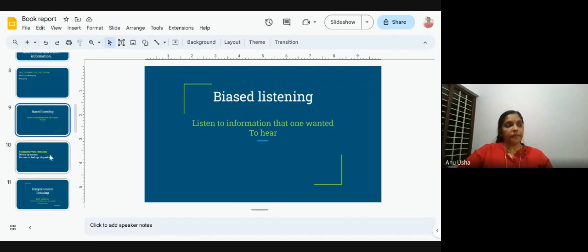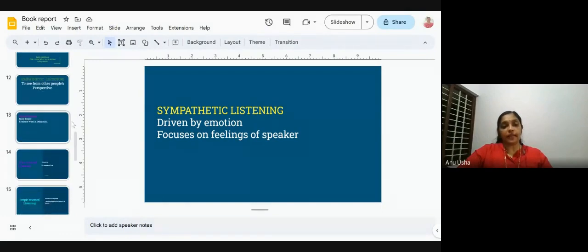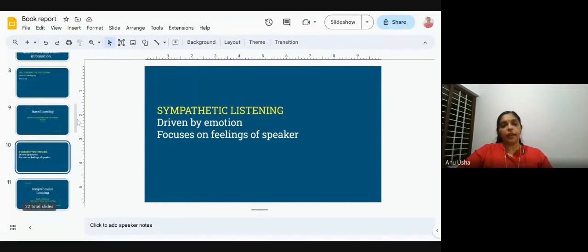The next thing, sympathetic listening. In the case of sympathetic listening, as the name suggests, you are driven by emotion. You focus on the feelings of the speaker. So instead of the message, you're focusing on the feelings and the emotions of the speaker, and you're providing support to the speaker. So you would understand how they are feeling. You're not listening to what they are saying.